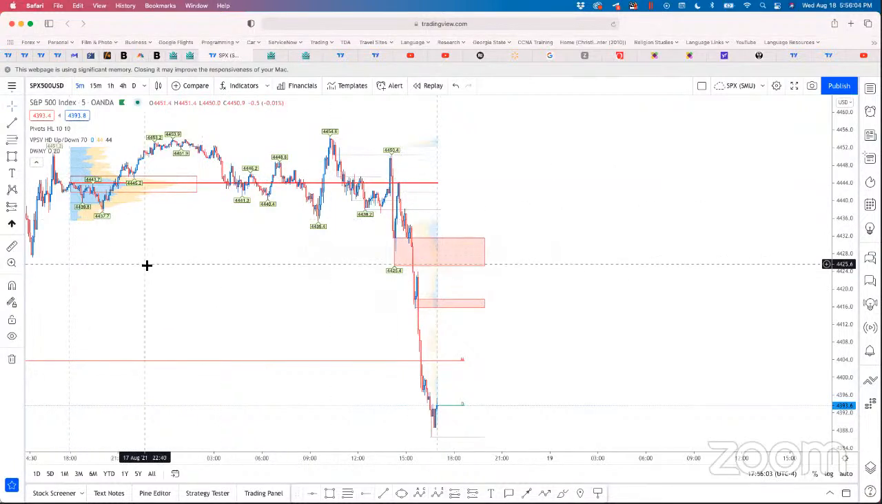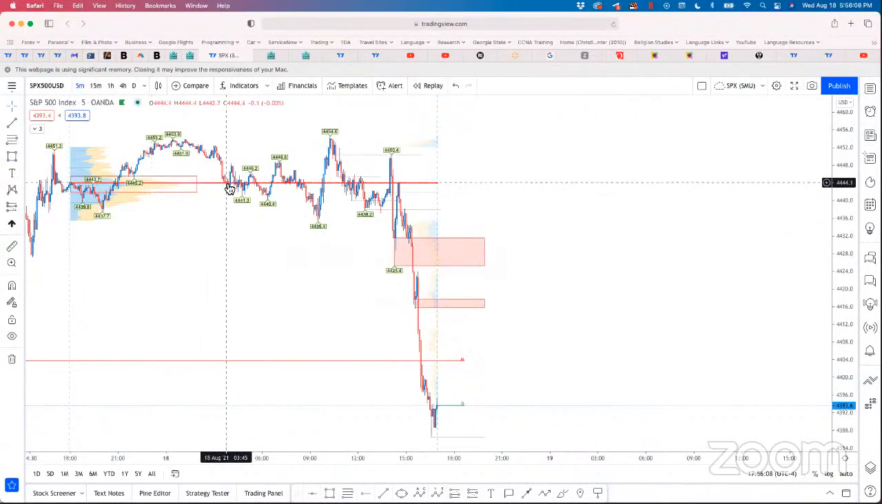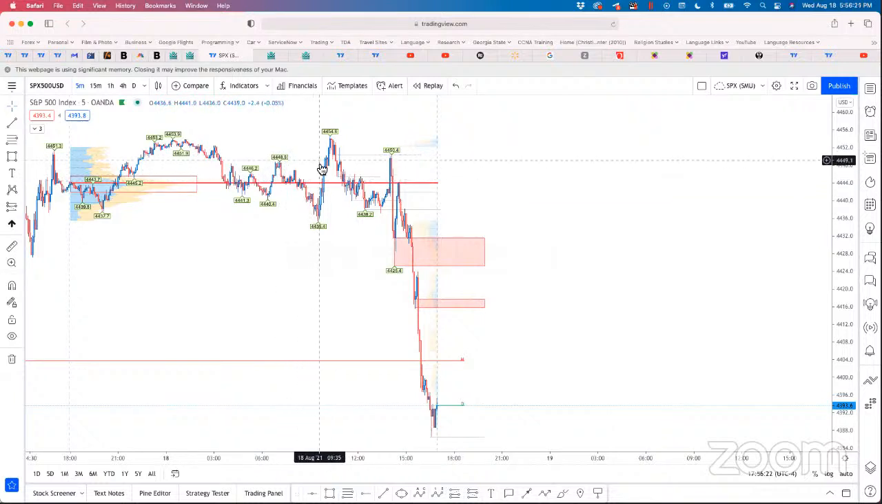So the way you want to look at point of control is it's telling you where the majority of the orders are coming in. If price is above this level and stays above it, you can assume they're trying to buy from there. In the opposite case, if price breaks and closes below this level and holds below it, you can assume they're trying to sell, which is what they did.